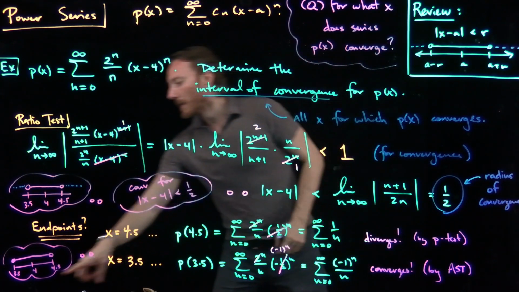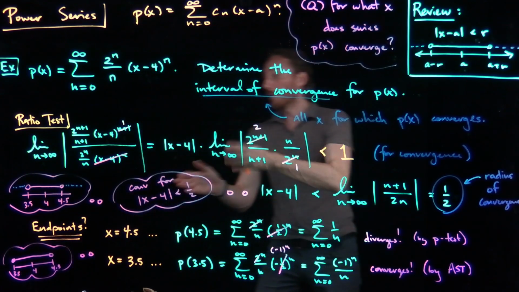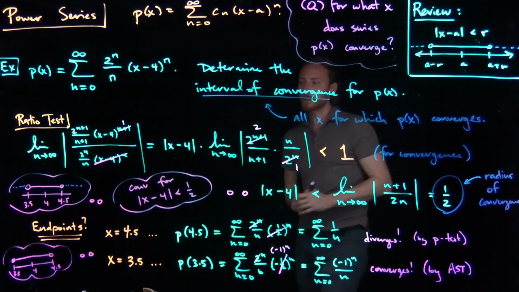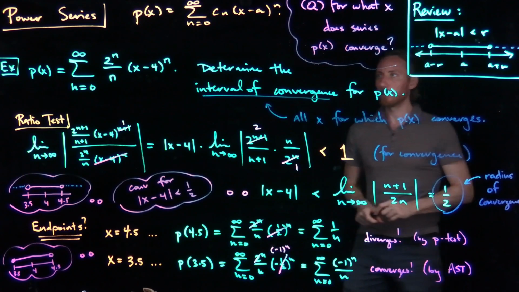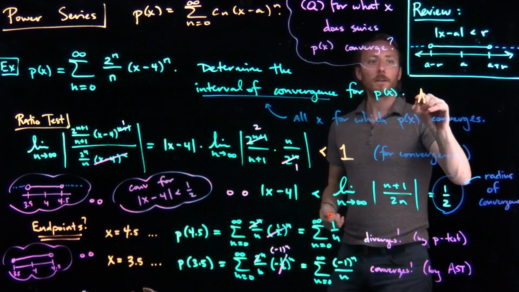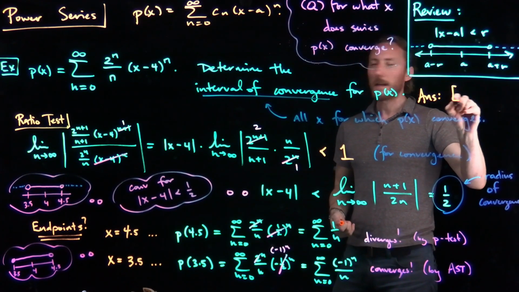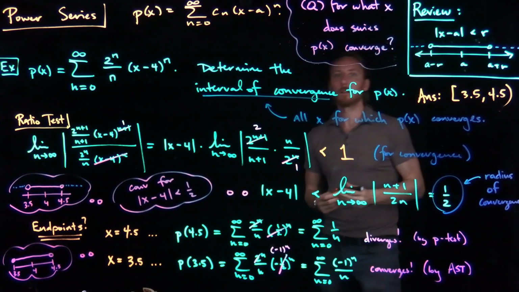And so you would get convergence by the alternating series test. So what that says, looking at our interval here, is at the endpoint 3.5, we get convergence. We have to include that in our interval of convergence, whereas the 4.5, we have to exclude that because we get the series to diverge there. So if we were determining the interval of convergence for p of x, our final answer here would be including 3.5 and excluding 4.5, like so.